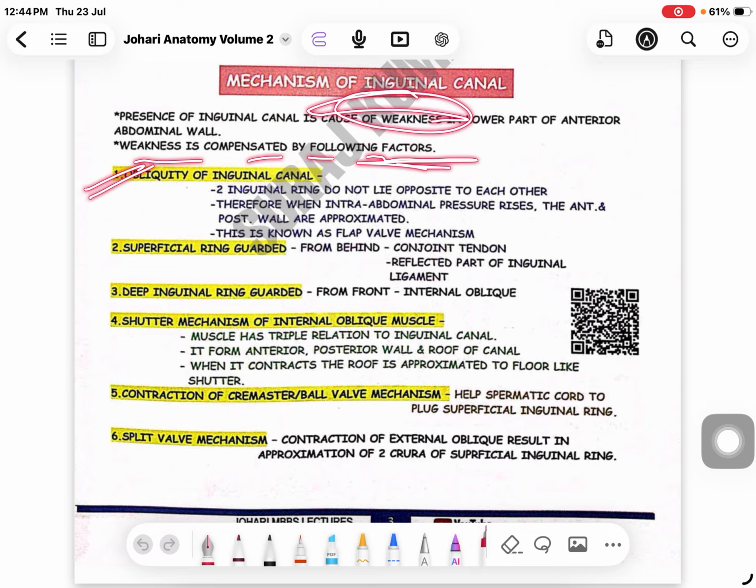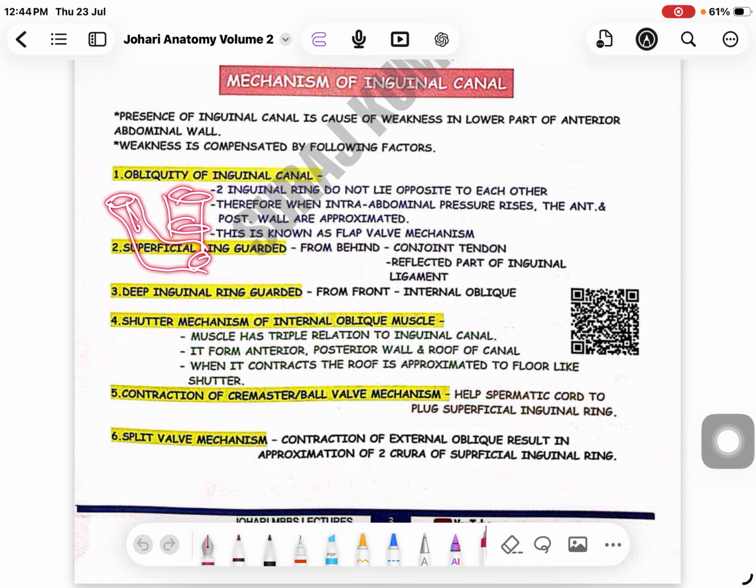We have obliquity of inguinal canal. So the inguinal canal is what? Oblique. Two inguinal rings do not lie opposite to each other. Means these inguinal rings are present in such a way that they are not opposite to each other. If they were just opposite to each other, then the structures would come out. So if they are separated, not opposite to each other, then they will compress, and nothing will happen. This canal will be closed. If pressure is increased above, then this canal will be closed and nothing will happen. Two inguinal rings do not lie opposite to each other.